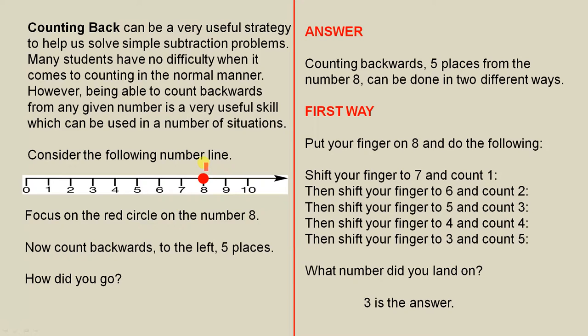So if you put your finger there, shift your finger to 7 and count 1. Then shift your finger to 6 and count 2. Then shift your finger to 5 and count 3. Then shift your finger to 4 and count 4. Then shift your finger to 3 and count 5. What number did you land on? 3 is the answer.